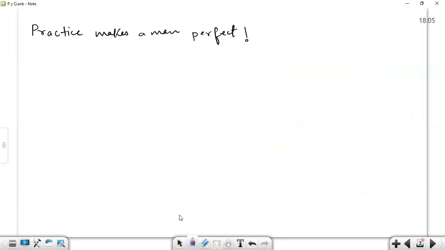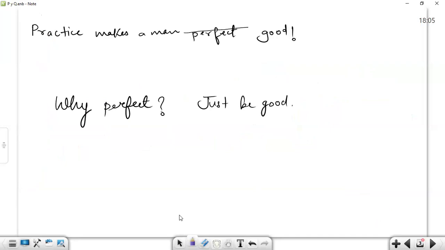So as you know about this quote, practice makes a man good. Why be perfect always? Perfectionism, I guess, somewhat creates a kind of inferiority complex or an obsession. Anyways, you just have to be good, and if you will be good in each and every aspect of your life, whichever you choose, then I guess your life will be perfect. So yeah, just keep on practicing and improving.